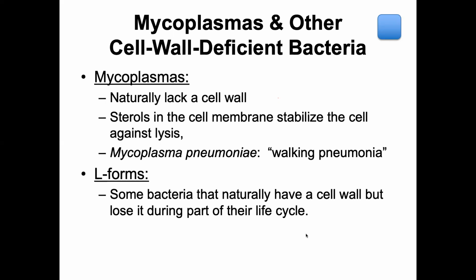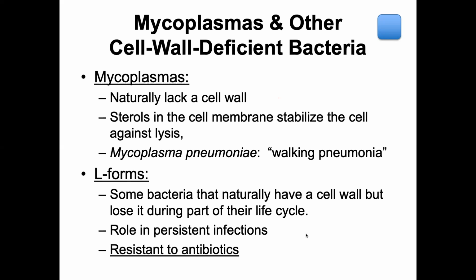Then there are bacteria that normally have a cell wall but lose it during some part of their life cycle and take on a different shape. And also because of that gap between having and not having a cell wall, they can be resistant to certain antibiotics. And so they cause what are known as persistent infections, okay?